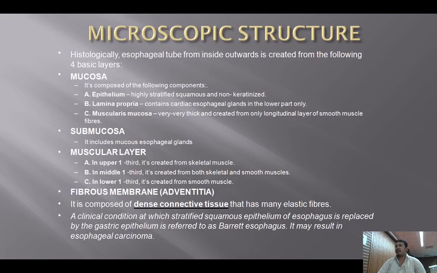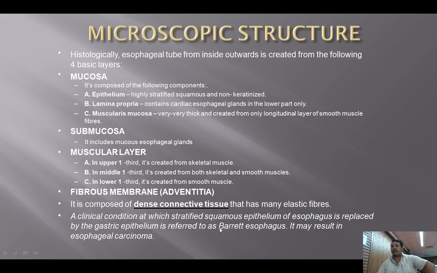So histologically it has four parts, the entire GI tube has four layers: mucosa, submucosa, muscular layer and outer adventitia. Just one thing, the mucosa, the lining epithelium is stratified squamous, non-keratinized. And in submucosa you have esophageal glands. In the muscle layer I told you, upper one third skeletal muscle, lower one third smooth muscle, middle one third it is mixed.